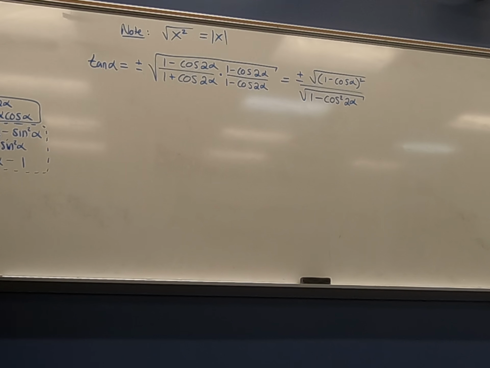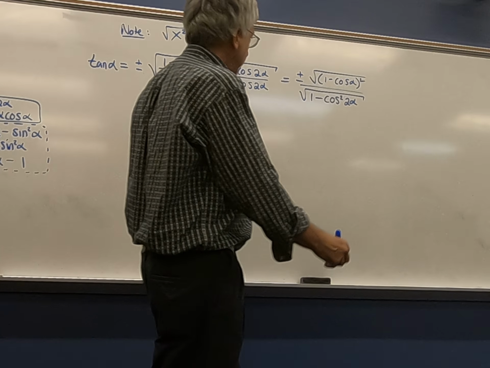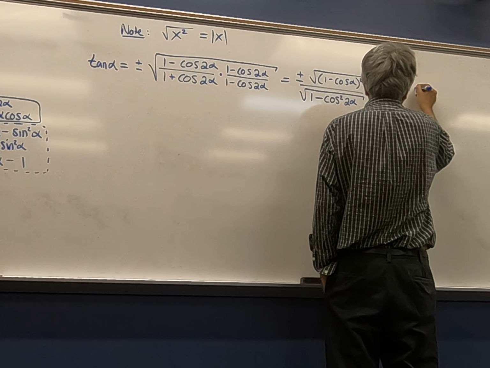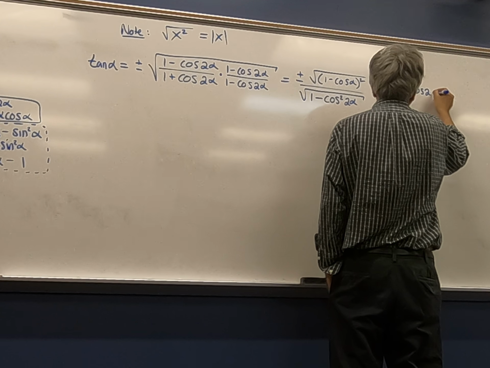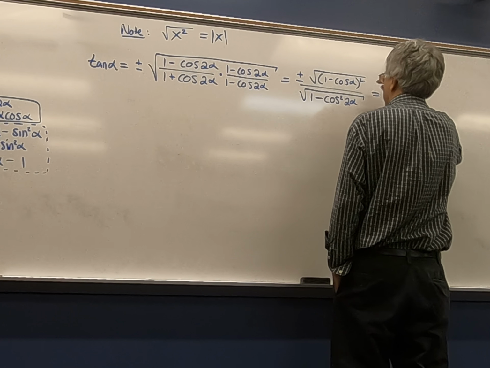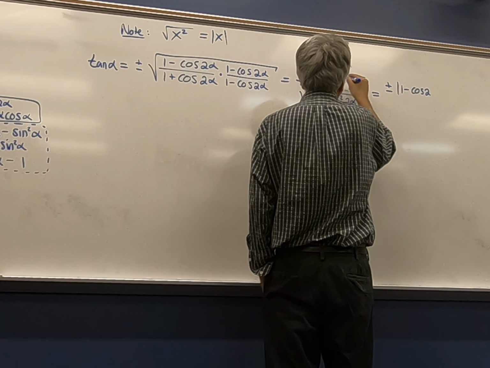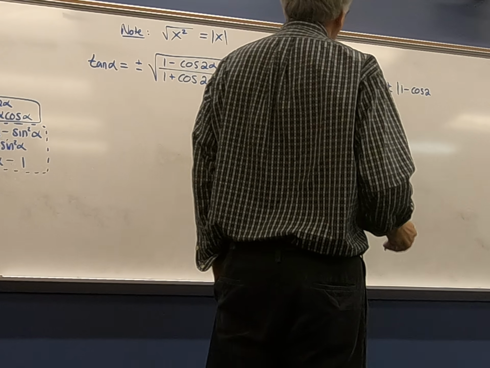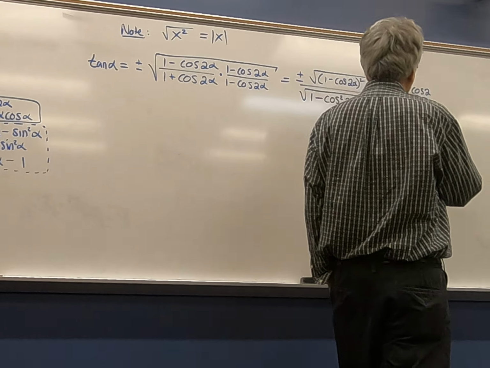And what do you know about 1 minus cosine squared on a Tuesday? That's sine squared, right? That's the Pythagorean identity. So upstairs, I get plus or minus the absolute value of 1 minus cosine 2 alpha. Oh, did I forget the 2 here? I did, didn't I? Don't forget your 2 here. 2 alpha.